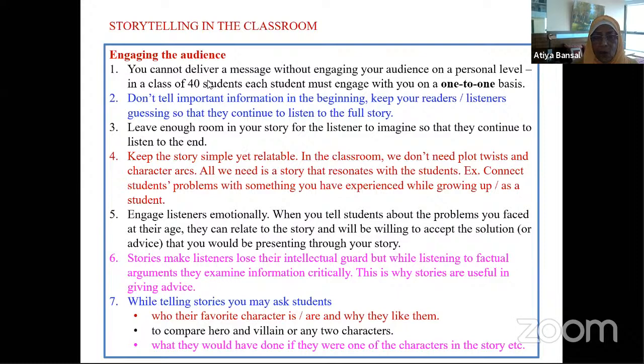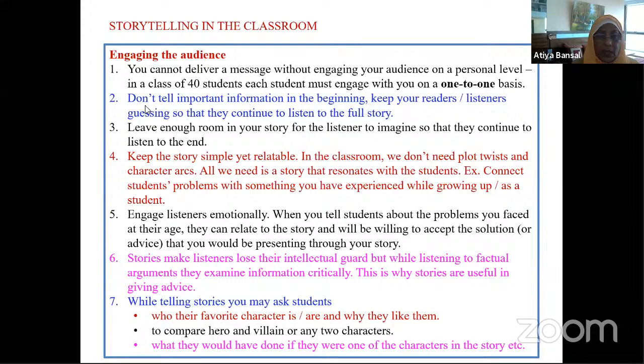Now, we cannot deliver a message without engaging our audience on a personal level. In a class of 40 students or 60 students, the teacher or storyteller must tell a story in such a way that the storyteller engages with each one on a one-to-one basis. Everybody sitting there should think this story is being told to me alone, not to the group. Otherwise nobody listens.